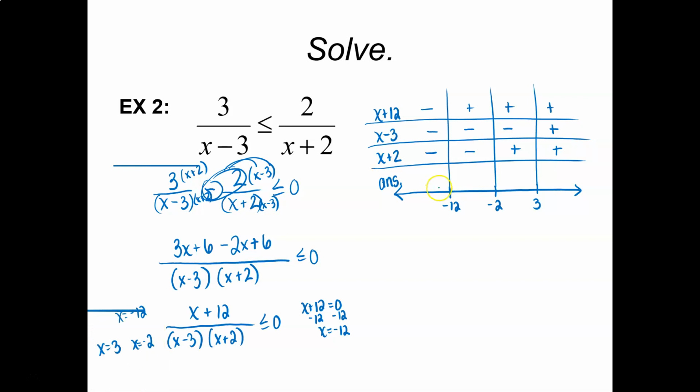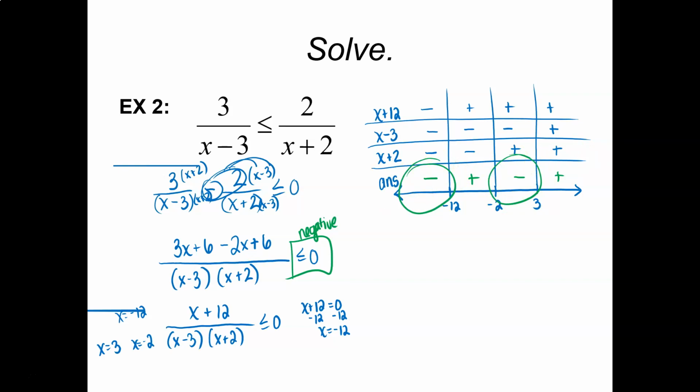So, Lucian, what does our answer line look like? What do our signs look like on that line? Good. And Sophie, what are our answers for this one? It's the positive and the negatives. Negatives, right? Because we are less than or equal to 0, which tells us negative. So we're looking at this section right here and this section right here.